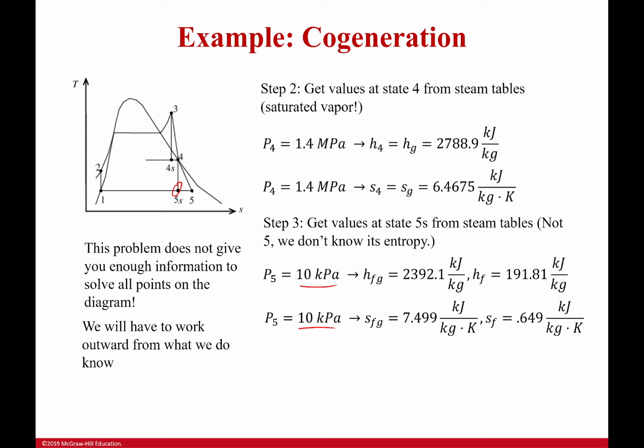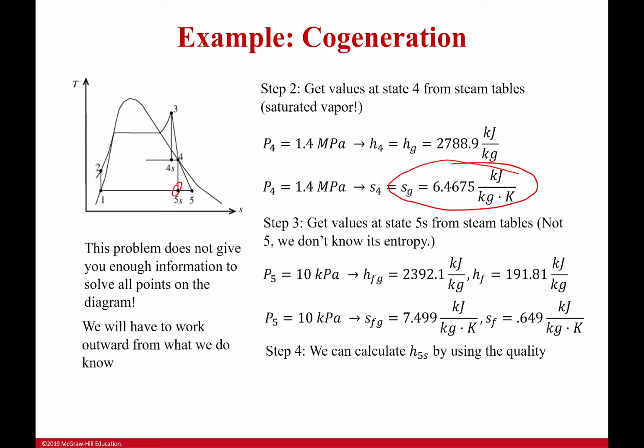And now I'm going to have to realize that this time I don't know the quality, so I'm going to have to find the quality before I can calculate anything else. So I need to find the difference in enthalpy between a saturated liquid and vapor, and also the enthalpy of a saturated liquid, and do the same thing for entropy, because we're going to use the entropy to calculate our quality. Okay, so now that we have these numbers, we're going to use the entropy we know to calculate the quality of state 5s.